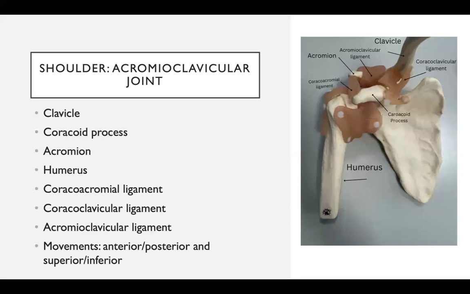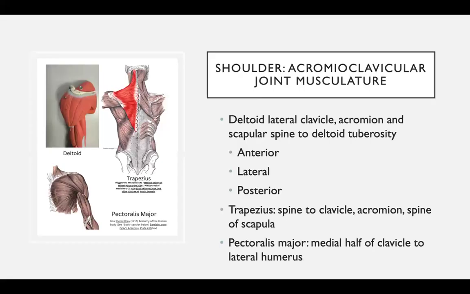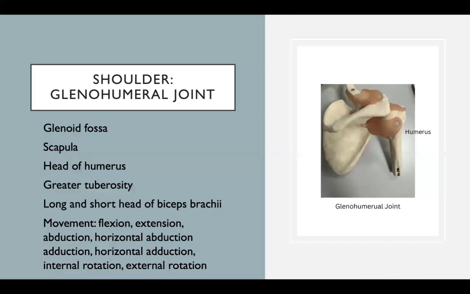We also have the acromioclavicular joint, which includes the clavicle, coracoid process, acromion, humerus, the coracoacromial ligament, the coracoclavicular ligament, and the acromioclavicular ligament. These movements include the anterior, posterior, and superior and inferior movements. The musculature of the acromioclavicular joint are the deltoid, the trapezius, and the pectoralis major. The deltoid has three parts: anterior, lateral, and posterior.